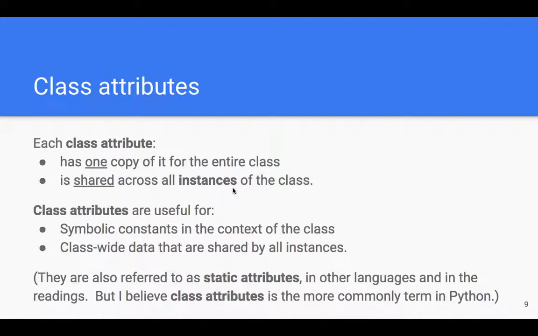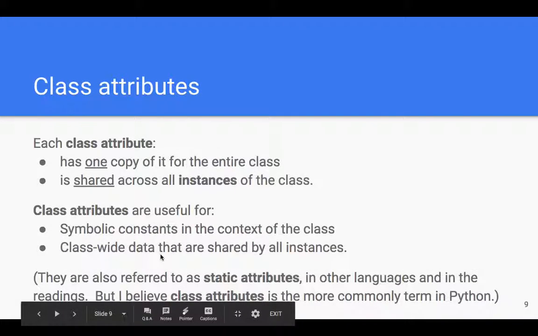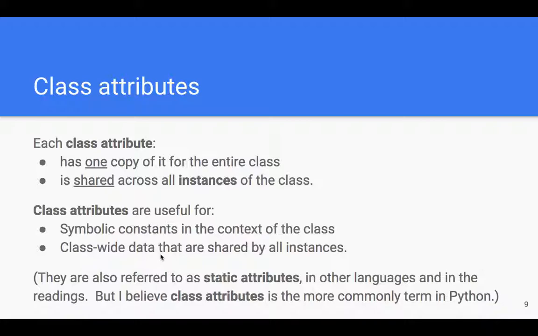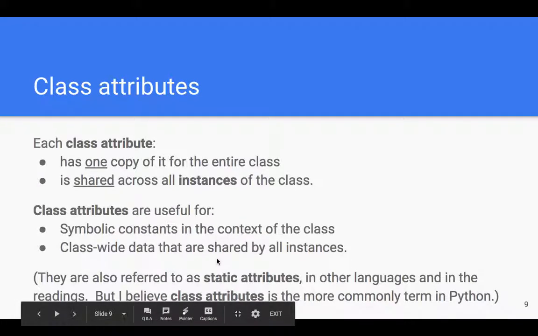So what are class attributes good for? Well, we already saw that. One use case for class attributes is symbolic constants in the context of the class, right? Another example we're going to get to in just a bit is we will also use class attributes for class-wide data that are shared by all the instances. Okay. Now, before we show an example of that, I just want to say one thing about the terminology.